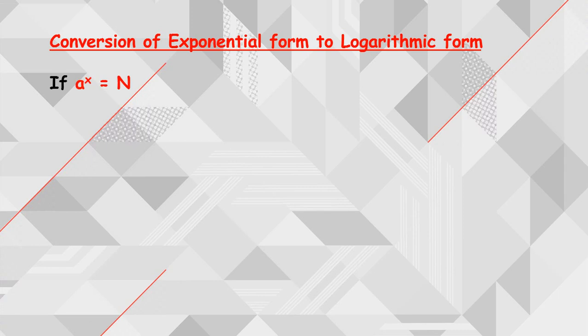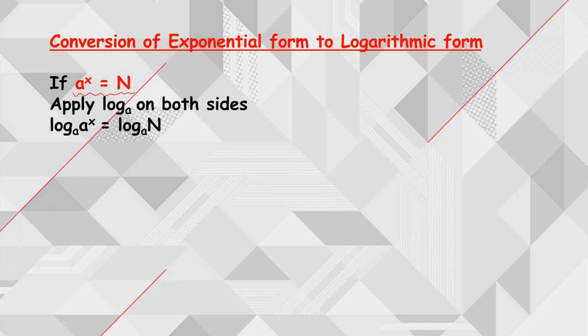First of all, what are we going to consider? We are going to consider a power x is equal to n, following the conditions. So what are the conditions? a should be greater than 0, not equal to 1, and n is greater than 0. If it follows those conditions, then to convert this exponential form into logarithmic form, we need to apply log to the base a on both sides.